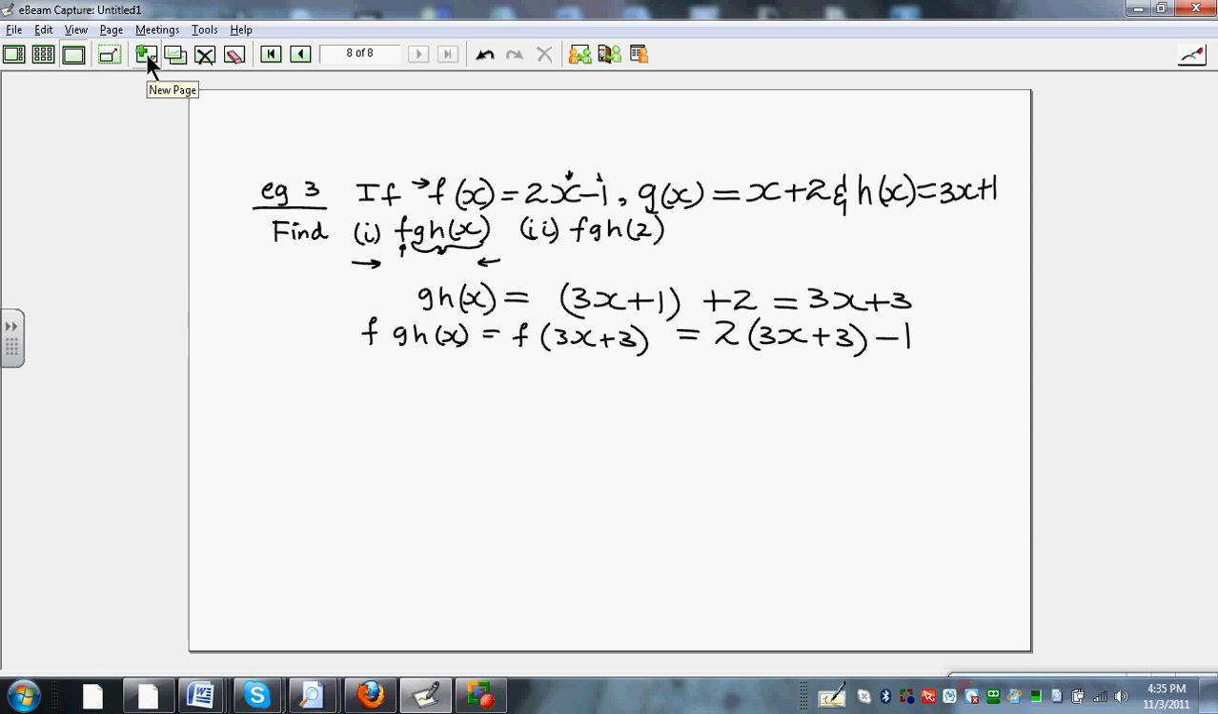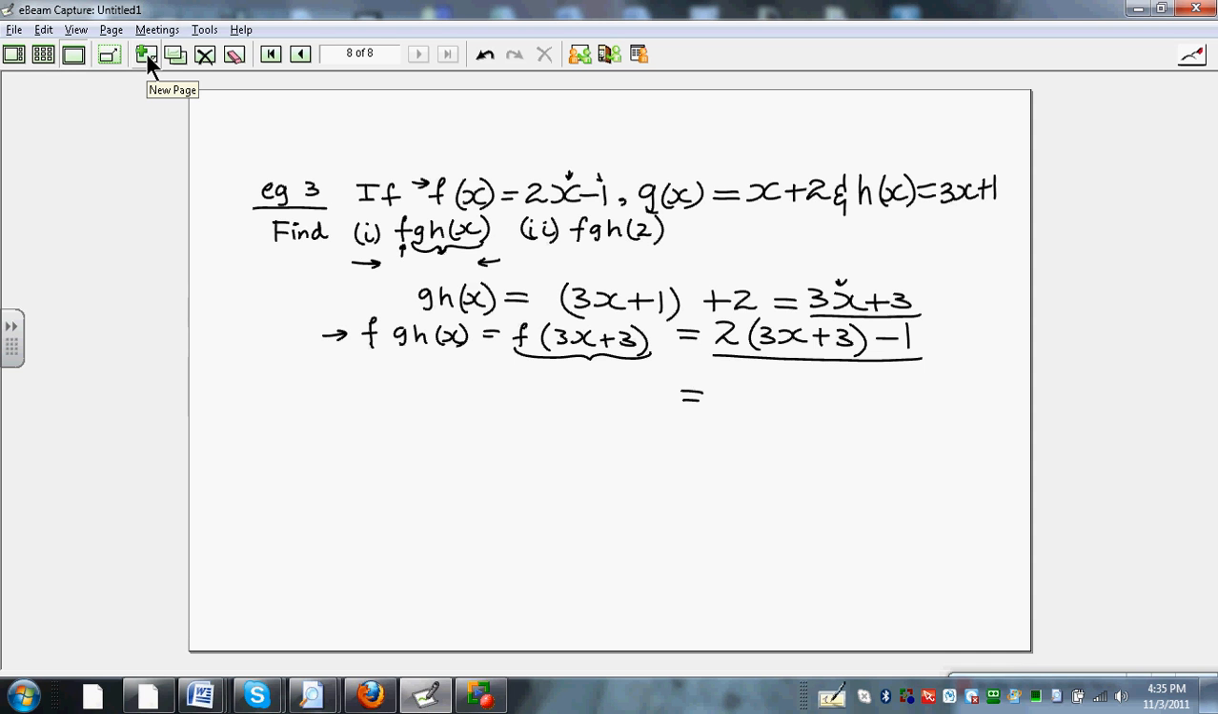gh of x we found to be 3x plus 3, but we need to find fgh of x. So what we'll do is we'll write down 3x plus 3, which is what we found gh of x to be, and we will find f of that. So in f, wherever we see x, we replaced it with 3x plus 3, and we got this expression here.